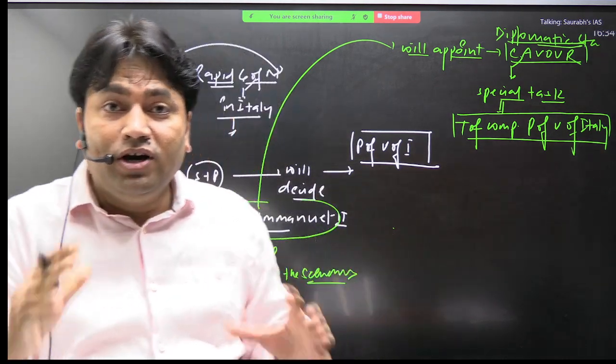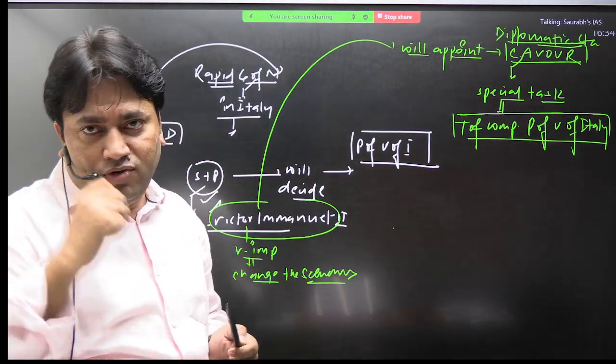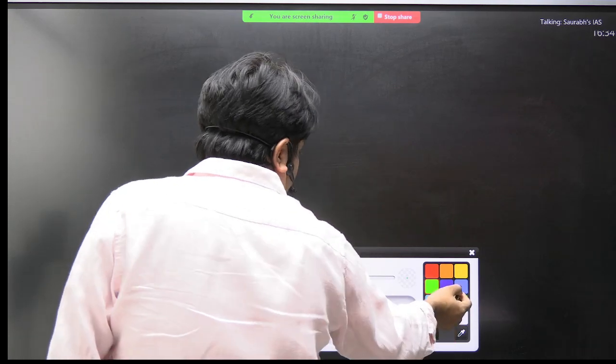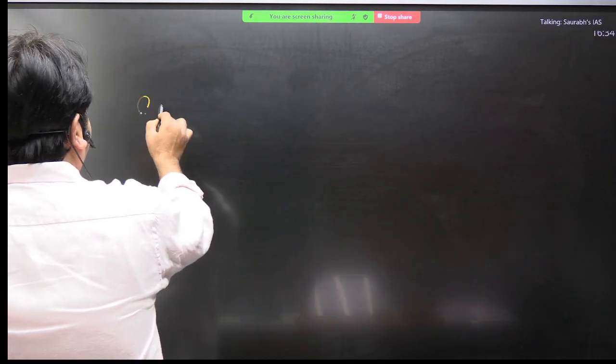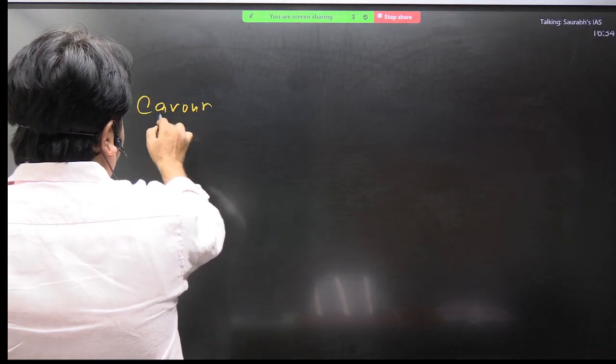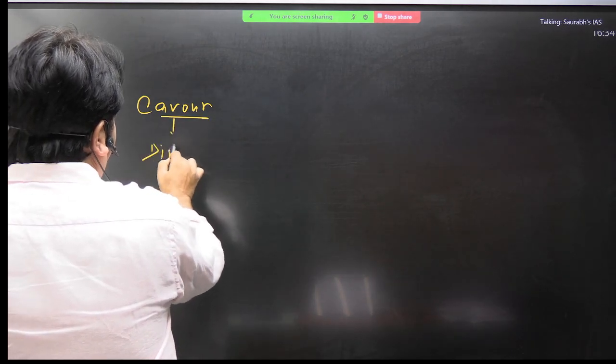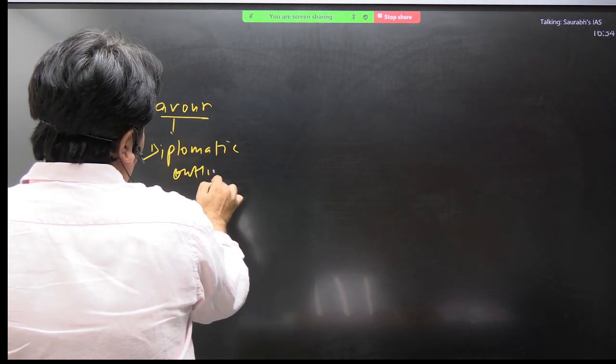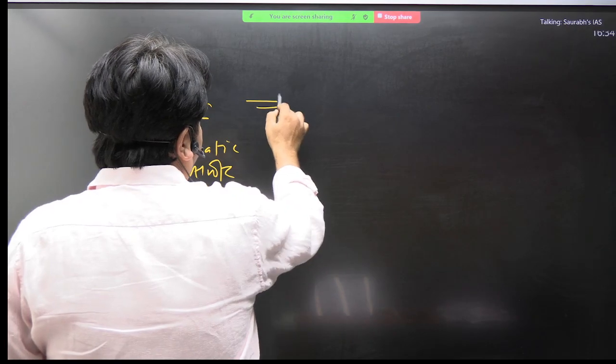Now, what is the diplomatic outlook of Cavour? This we need to understand. Now I will discuss with you how Cavour completed this task. So Cavour, what is his diplomatic outlook? We need to understand. It is very simple.